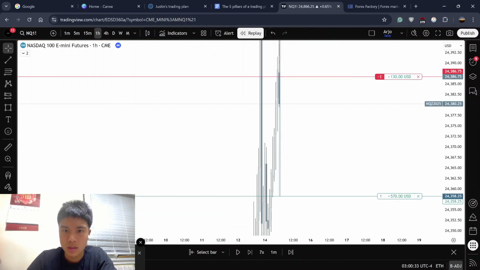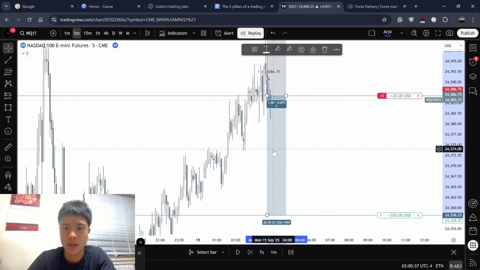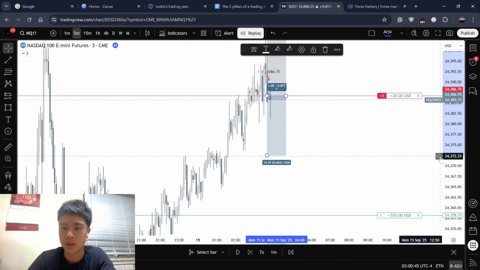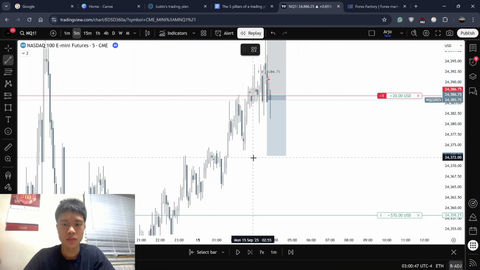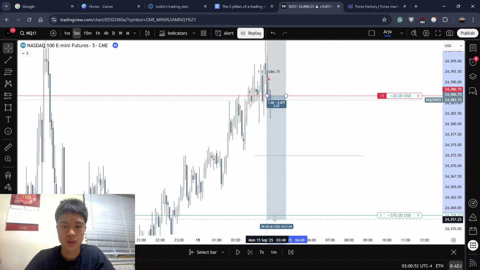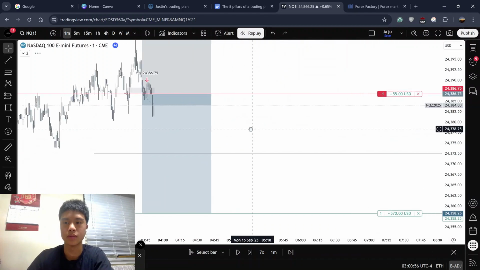Okay, I think if we don't see anything, we can just break even at 1R. So wherever 1R is. 1R would be here at 14.25, so let's mark that out. Okay. And now let's see how this plays out.